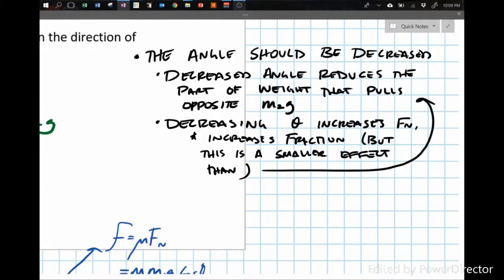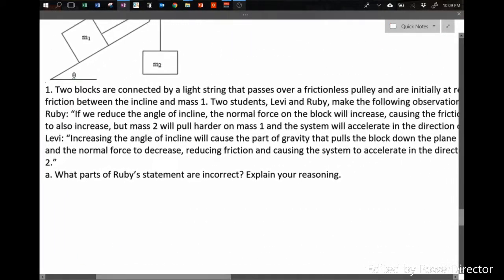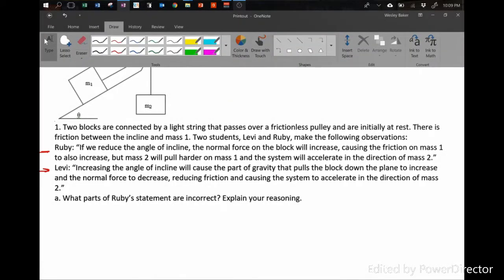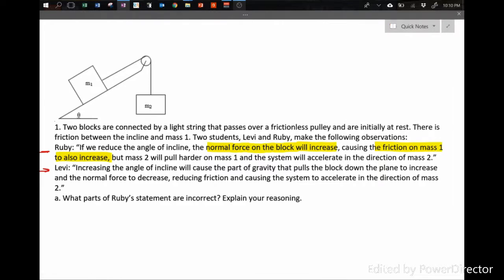So let's go back through and look at Ruby and Levi's statements and pick out what's true and what's false. We'll look at Ruby first. Ruby says, if we reduce the angle of the incline, the normal force on the block will increase. Is that true? Absolutely. So let's highlight that with yellow. The normal force on the block will increase, causing the friction on mass 1 to also increase. That is true.